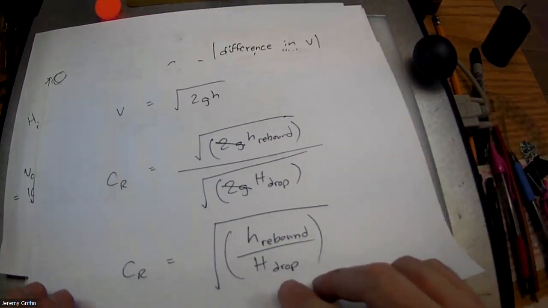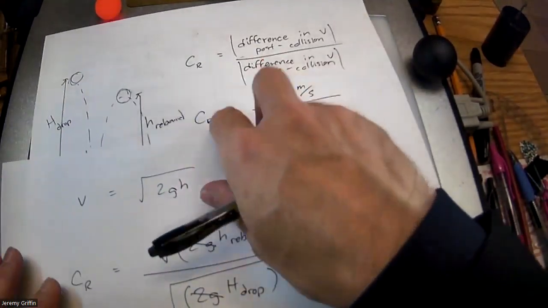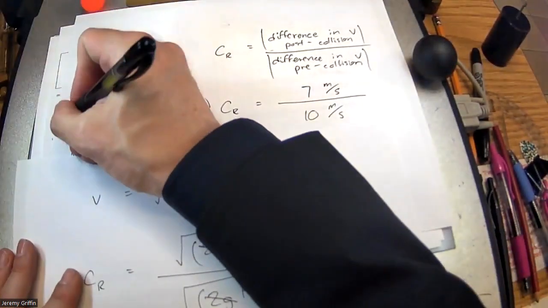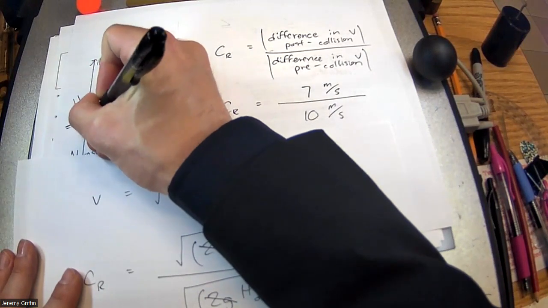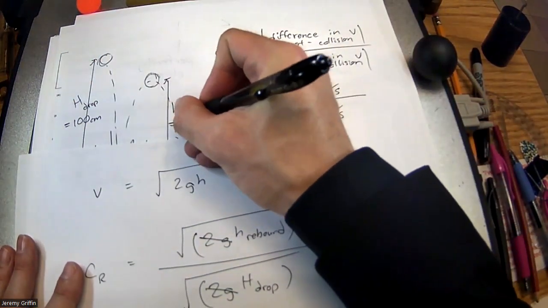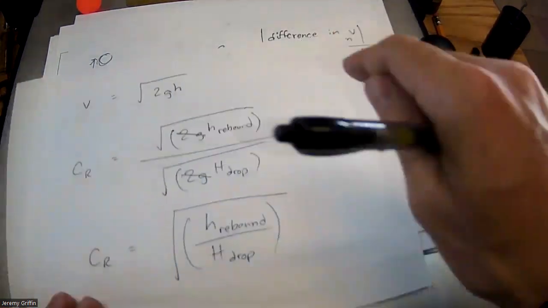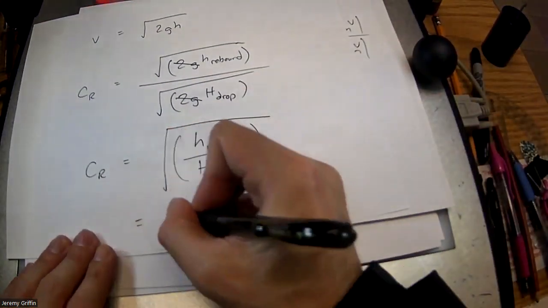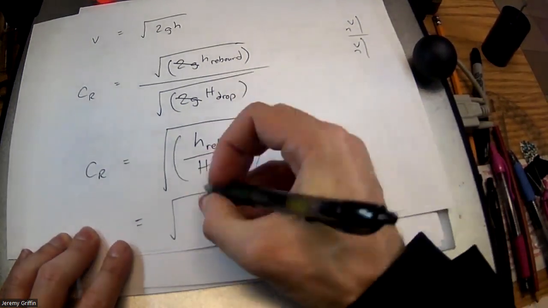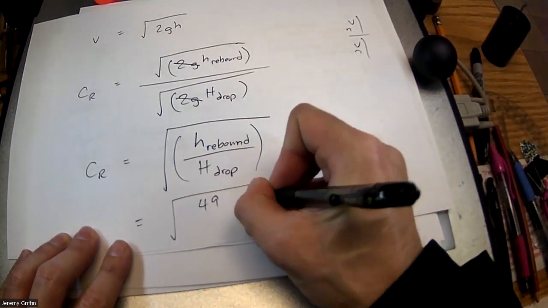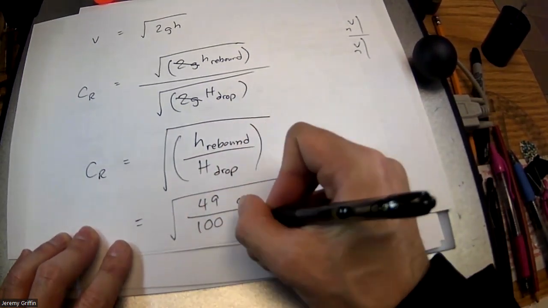and then take the square root of that ratio. Okay. Let's do some numbers. Let's say, for example, the drop height was like 100 centimeters, and let's say the rebound height was like 49 centimeters. Okay. So let's feed the numbers in here. So square root of, got a rebound height of 49 centimeters, got a drop height of 100 centimeters.